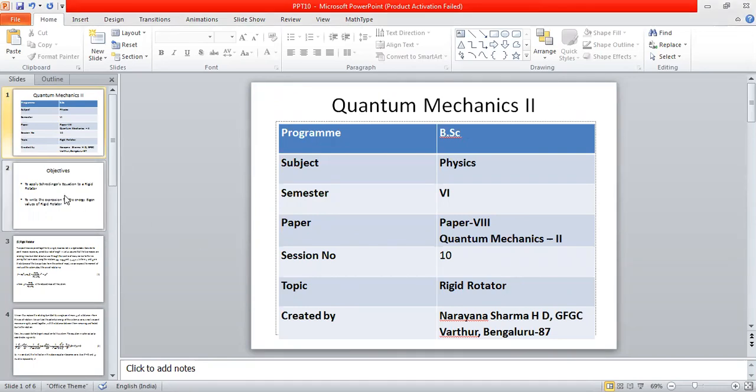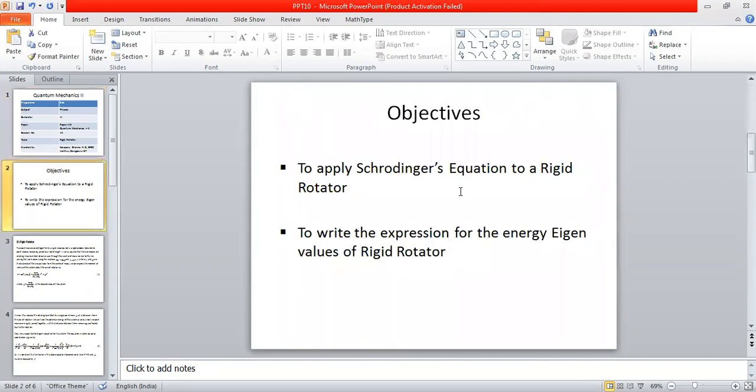So our objective of this particular session is to apply Schrodinger's equation to a rigid rotator. We shall try to understand the meaning of a classical rigid rotator, and then we shall try to apply Schrodinger's equation to such a system. And like in the previous case, the hydrogen atom, we are going to end up with two different equations. Of course, we are not solving those equations completely, as they are mathematically slightly difficult. We are going to mention the expression for the energy eigenvalues of the rigid rotator.